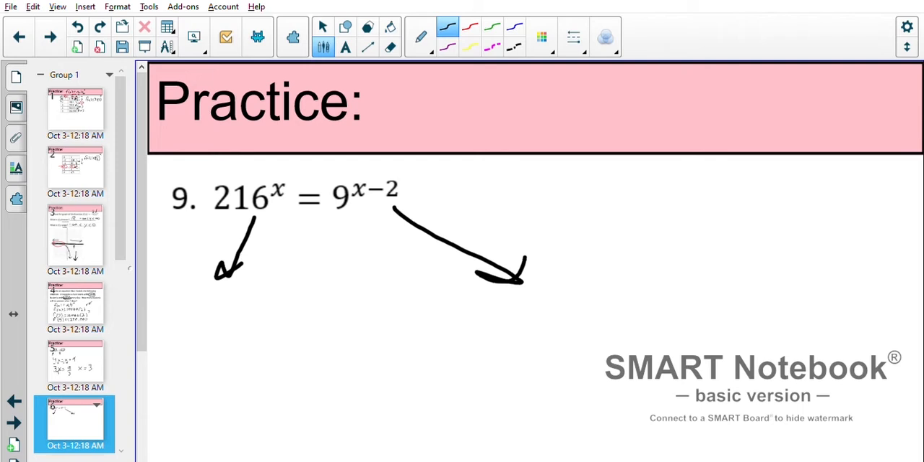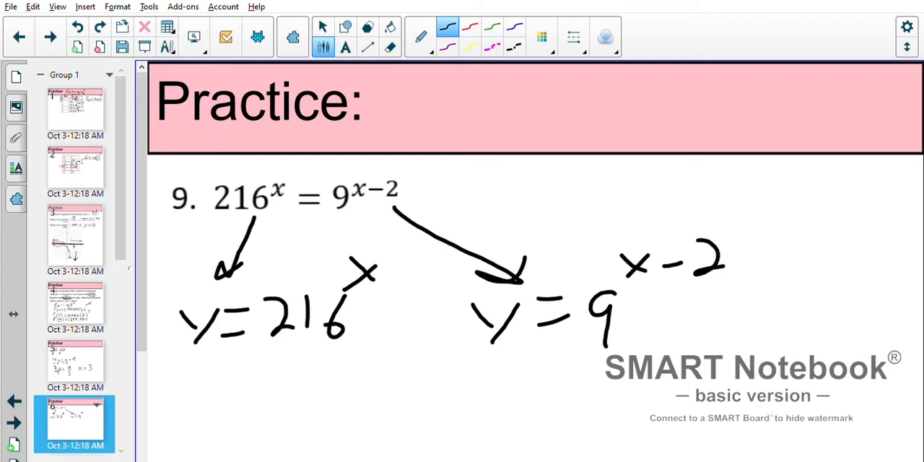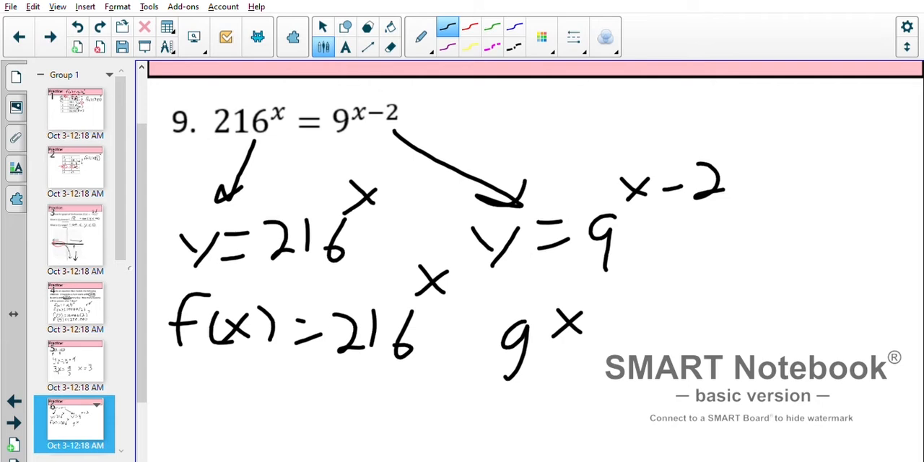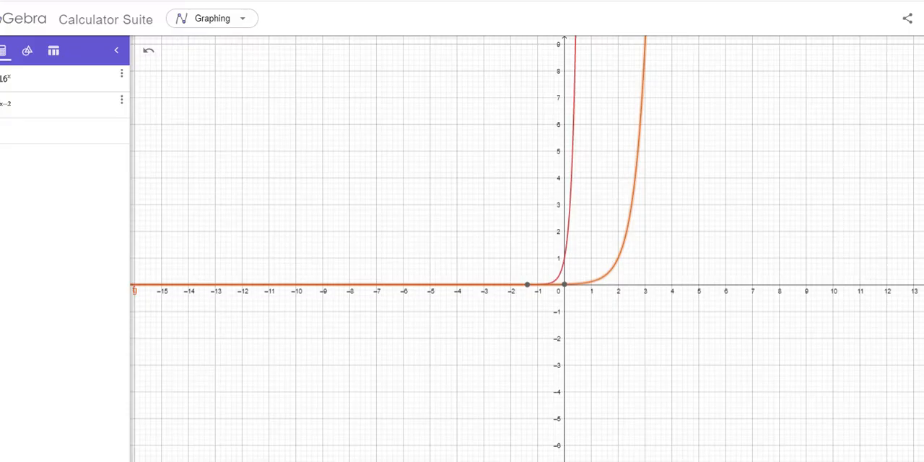The first one is y equals 216 to the x, and the next one is y equals 9 to the x minus 2. Now the graphing application GeoGebra likes to use different names, so I'm going to use f of x equals 216 to the x, and we'll call this one g of x equals 9 to the x minus 2. I have those graphed over here in GeoGebra. We can see these 2 graphs, and it's really hard to tell if there's an intersection. Over here it would be our intersection if there is one.